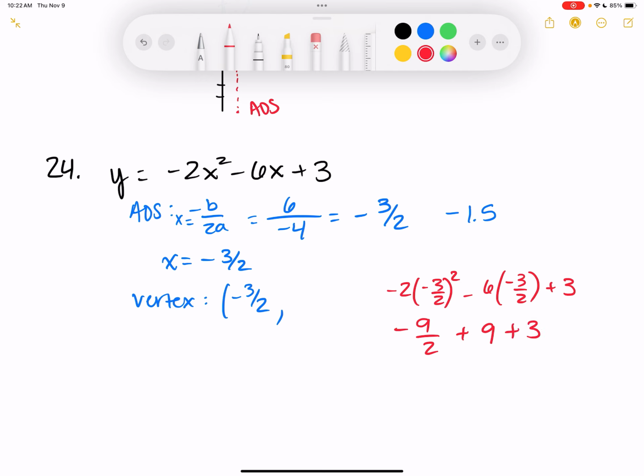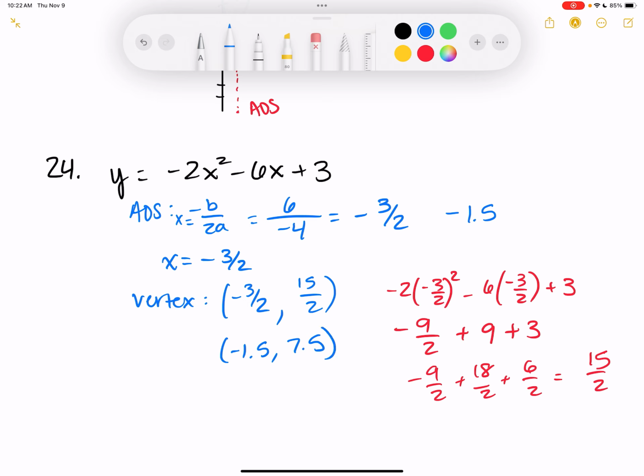So since I need everything as over 2, unless you're going to convert it to a decimal, either way is fine. You can have negative 9 over 2 plus 18 over 2 plus 6 over 2, which is going to give me positive 15 over 2. So my y-coordinate of my vertex is at 15 over 2. So if you visually need to see it as a decimal, this is at negative 1.5 and at 7.5.